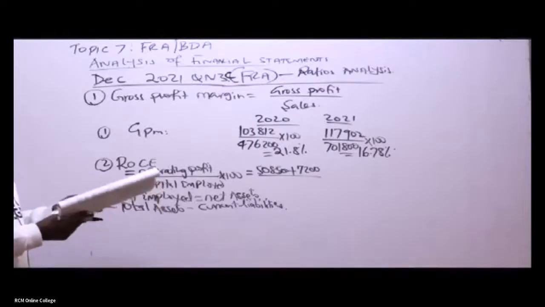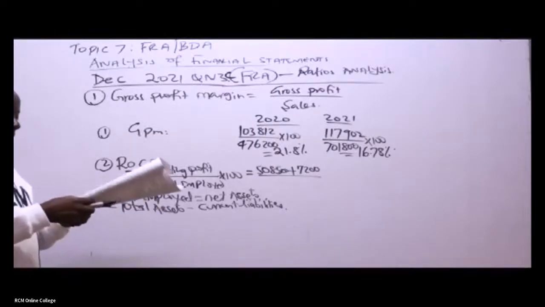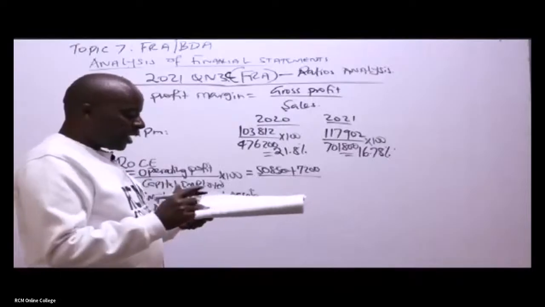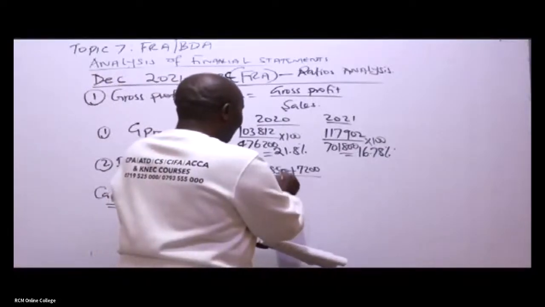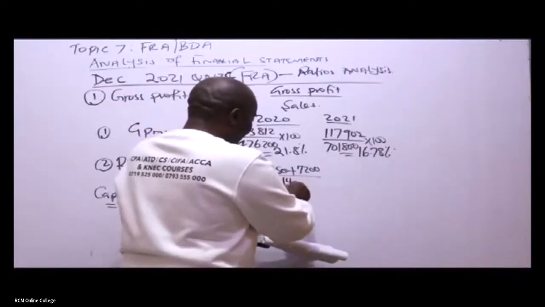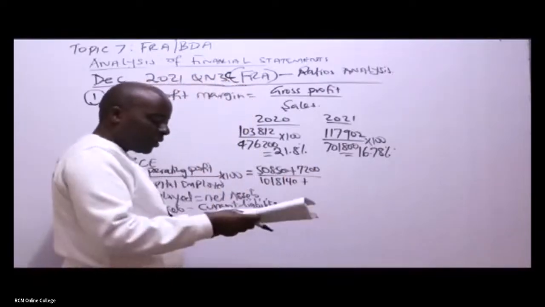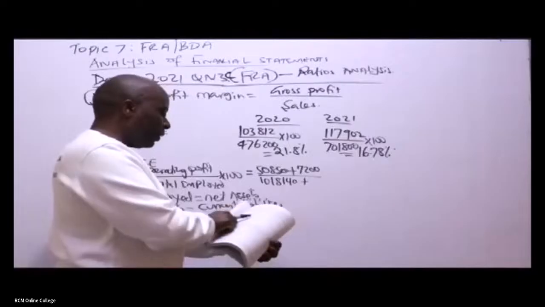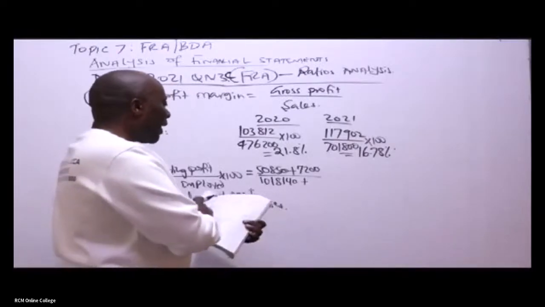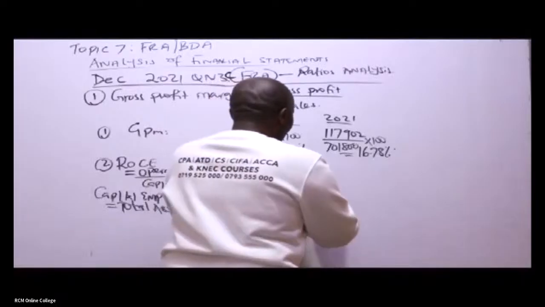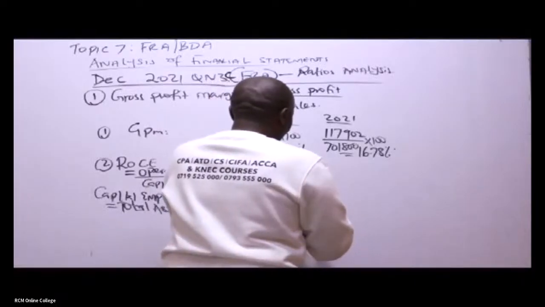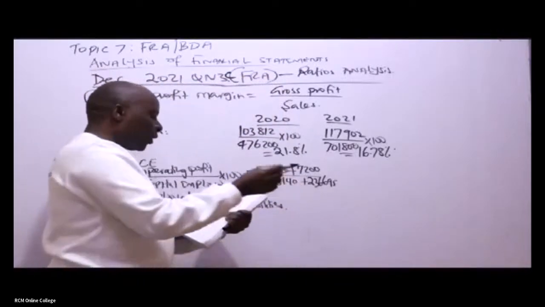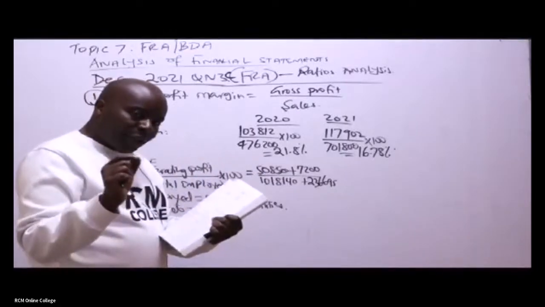Let's see. So in this question, I'm able to see the non-current assets for 2020: 1,018,140. These are non-current assets. I have the current assets. Current assets are inventories, trade receivables, cash and cash equivalents. I can see there are 236,695. But now, ladies and gentlemen, when I add the two, I will have gotten what we call total assets.